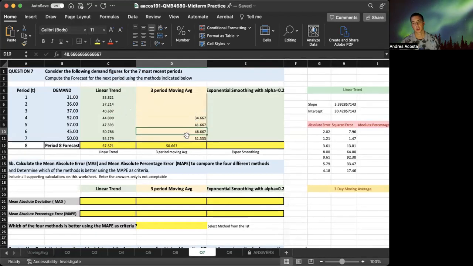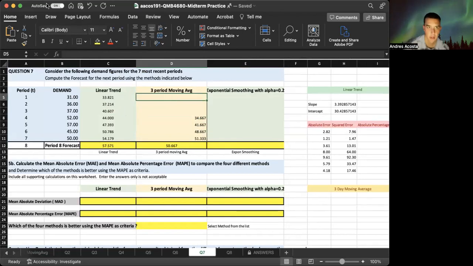And so does this one, so does this one, so does this one. Now these don't, so we could leave those blank. Hopefully you guys understand why the other ones are blank. It definitely needs 3 periods before that demand for it to give you an average of 3 periods.